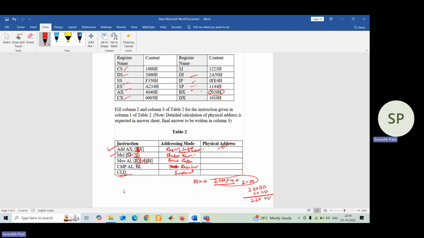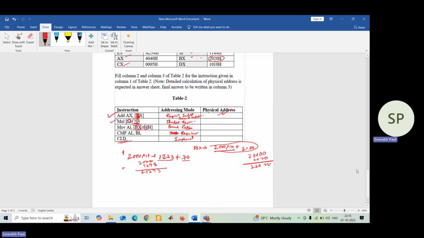Now do the second one: SI plus 70. If SI is there, I have to take the data segment. So I use the same formula: 20 into 10 plus the SI value, given as 1223, plus this relative value, given as 70. Do the addition. This is 20,000 here, and if you add, this should be a hexadecimal addition. So here it is 3, 7 plus 2, 9, this 2, 1. So ultimately 21293, if I have not made a mistake. 21293, hopefully.